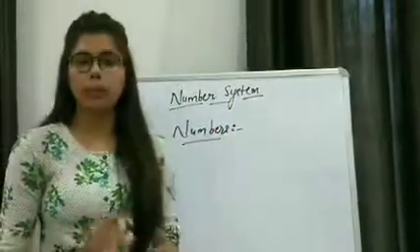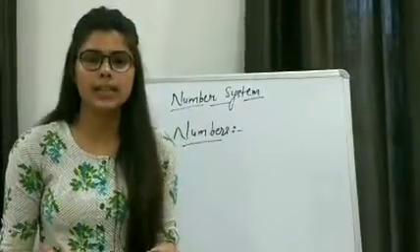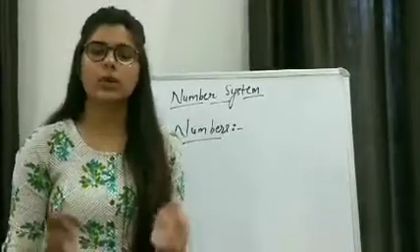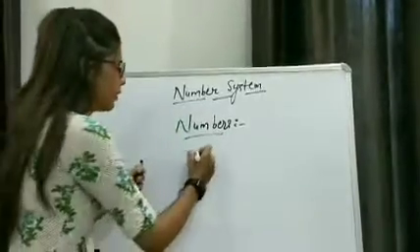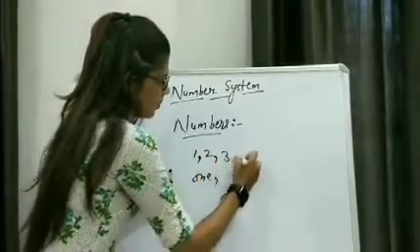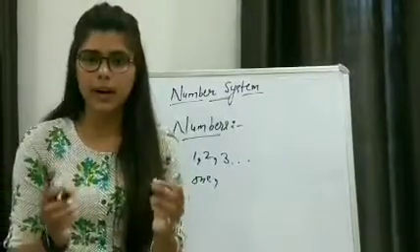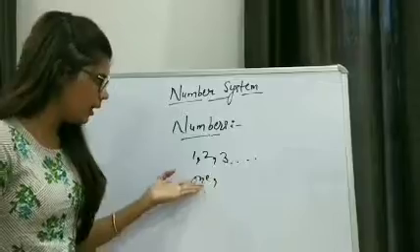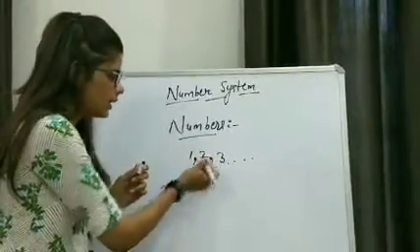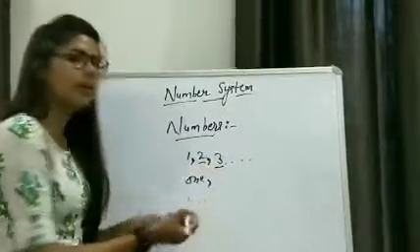When we think about numbers, the first thing that comes to our mind is 1, 2, 3. Yes, you are correct. These are called numbers, like 1, 2, 3, etc. Or in other words, a number is a word or a symbol that indicates a quantity. Like this indicates a quantity of 2 units. This indicates a quantity of 3 units.